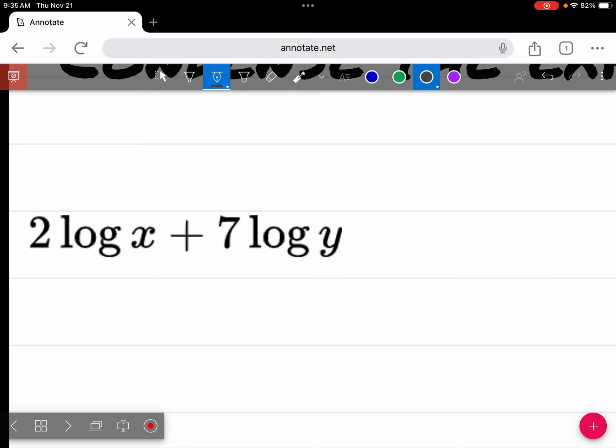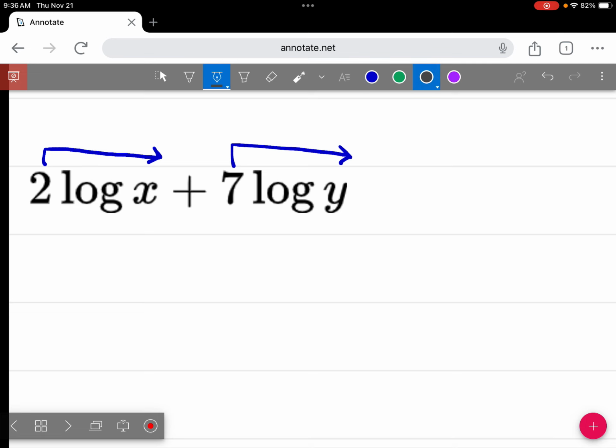So the first thing I'm going to do is use my power property. We're going the other direction through our list. If we're not sure what to do, start at the bottom, go up. So we're going to start with our power property, then we'll do our product property, then we'll do the quotient property. So my first thing is we're going to take these multipliers and make them be powers again. Our coefficients become powers. So this is going to become our log of x squared plus log of y to the 7th.